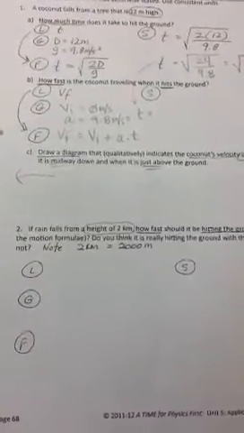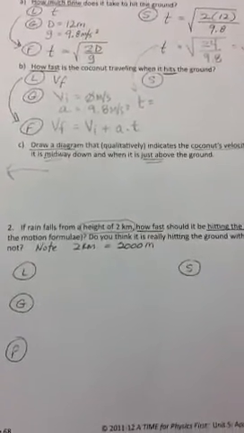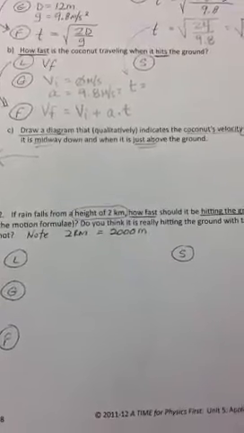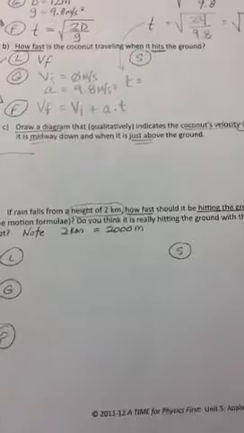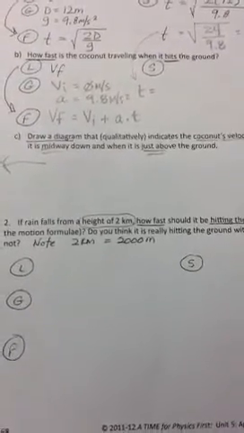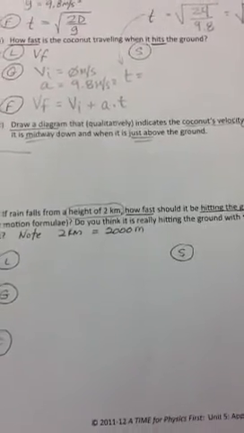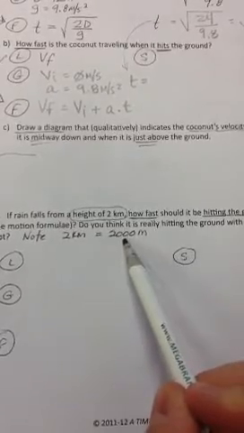Alrighty, this is a very interesting question. If rain falls from a height of 2 kilometers, okay, up in the clouds, how fast should it be hitting the ground? Okay? So let's solve that. Let's say, okay, rain falls from 2 kilometers. That's 2,000 meters.